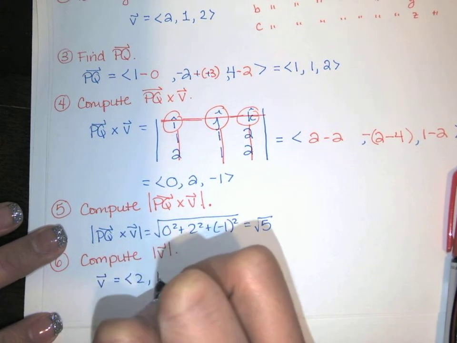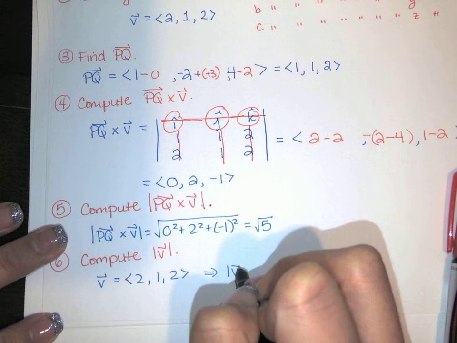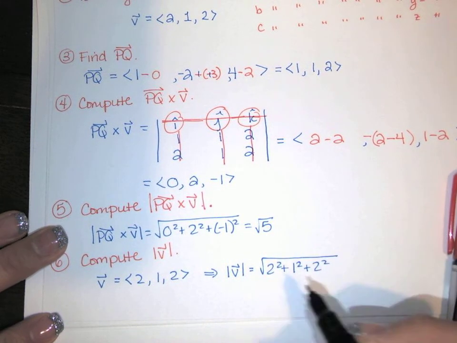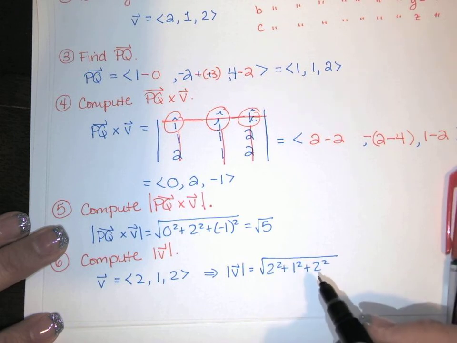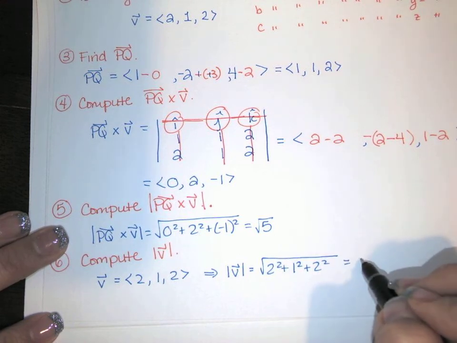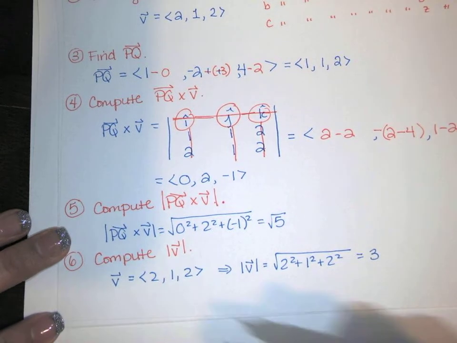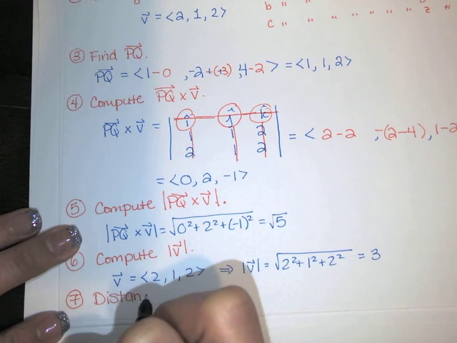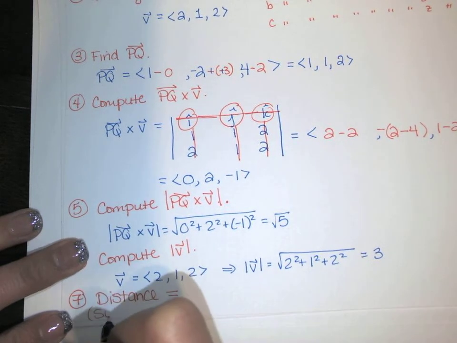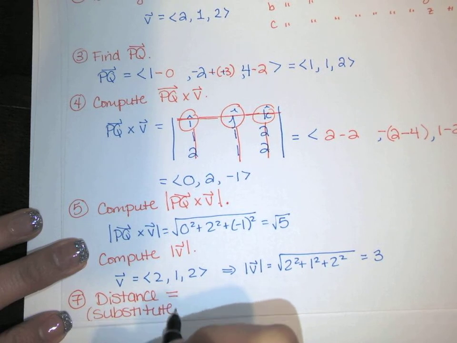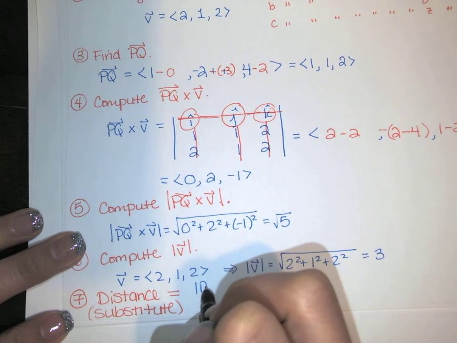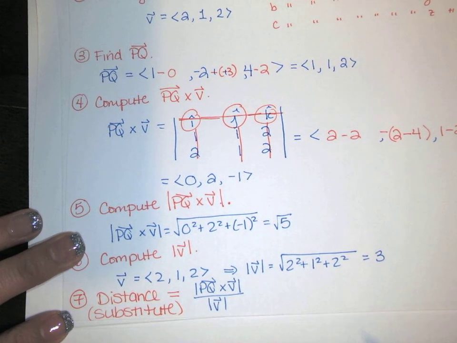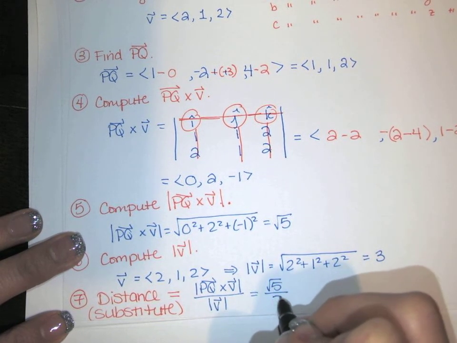V had components 2, 1, 2, so its length is the square root of 2 squared plus 1 squared plus 2 squared. 4 plus 4 is 8. 8 plus 1 is 9. Square root of 9 is 3. And that means the distance equals, substituting into your formula, the length of the cross product of PQ and V divided by the length of V, so we get square root of 5 over 3.